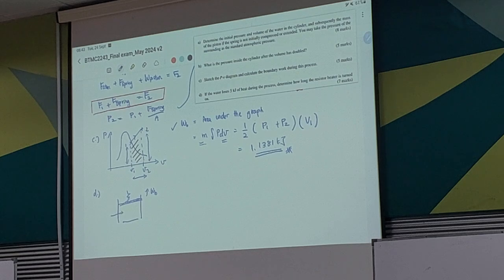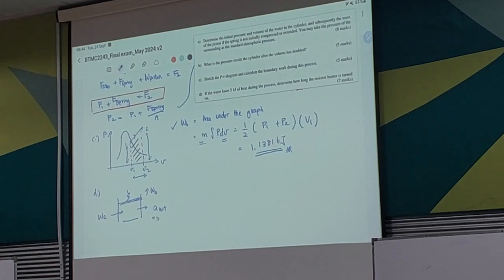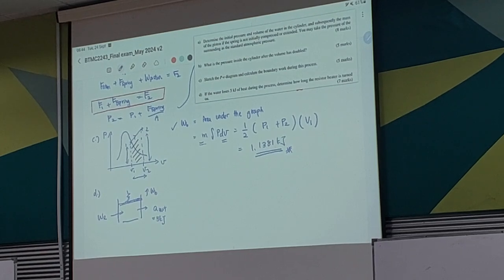Then we have work in from electricity because we have a resistor heater. Again, remember we talk about the energy in terms of the energy that crosses the boundary. So even though it's a resistance heater, it's still electric work. It's not heat in. And based on the question, there is a heat out, Q out of 5 kJ. In this question, you need to determine how long the resistor heater is turned on.